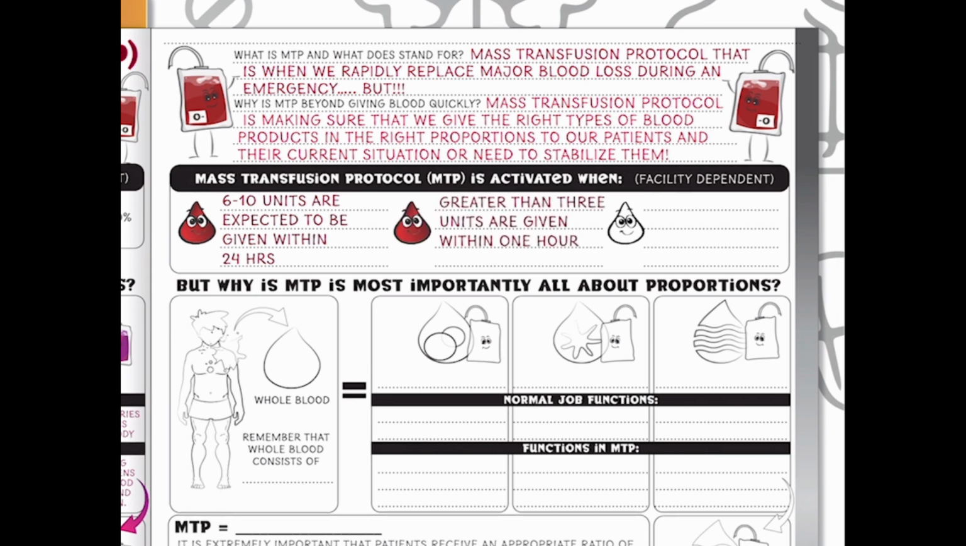Additionally, we can activate MTP when there's greater than 3 units that are planned to be given within 1 hour. And we can activate this when we see blood loss that is greater than 60% in a matter of 3 hours. So how can we think of a situation like this?